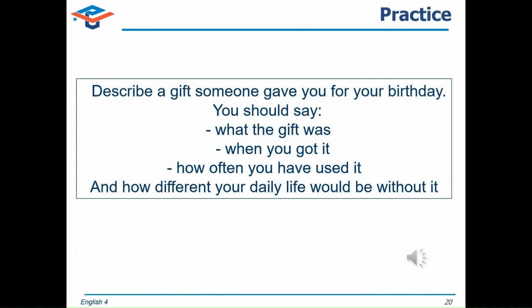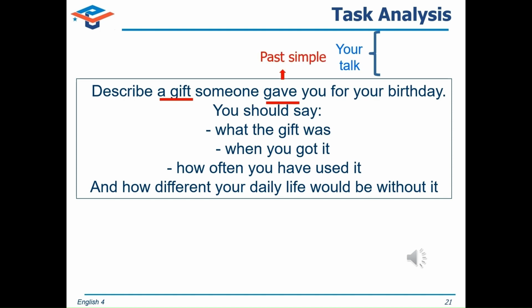Now let's practice. Describe a gift someone gave you for your birthday. You should say what the gift was, when you got it, how often you have used it, and how different your daily life would be without it. Let's analyze the task. The keyword is a gift, and the main verb is gave. This is in simple past tense. As you know, in this topic area, if the main verb in the topic is simple past, you can use past tenses, present simple, and present perfect for your talk.